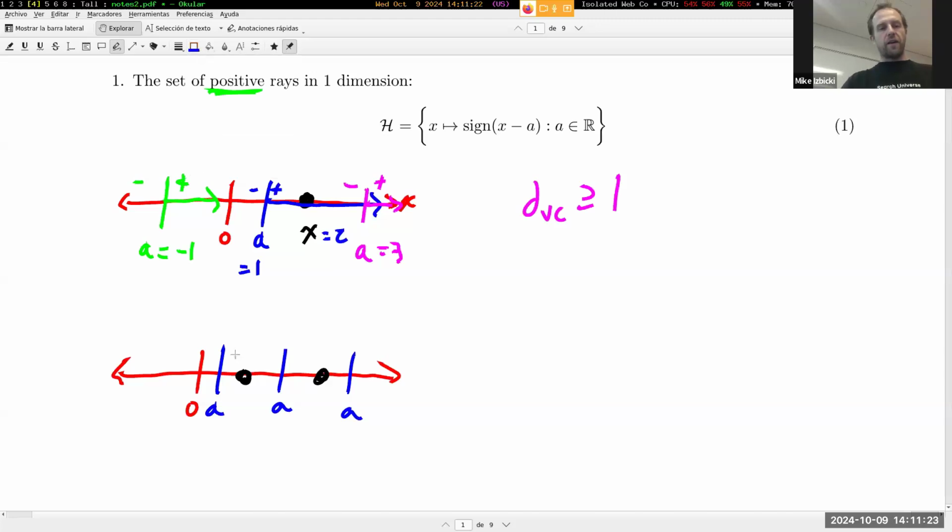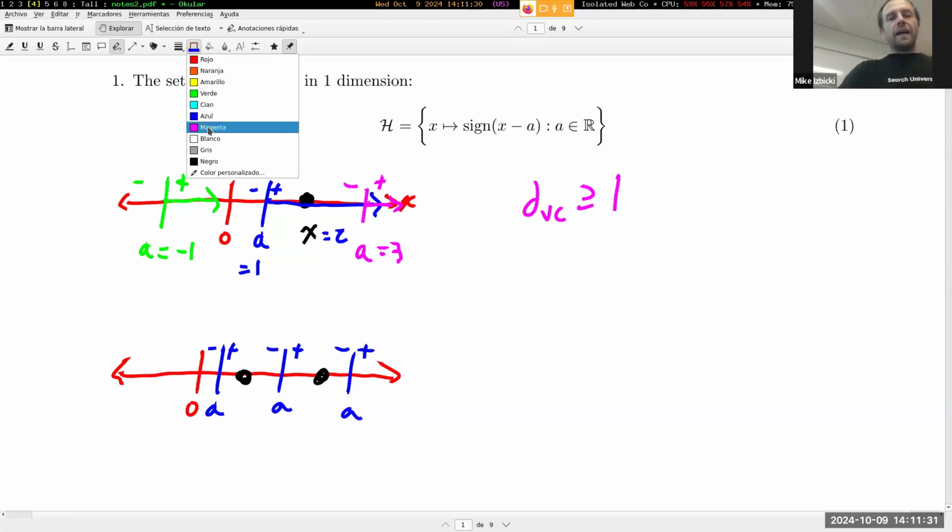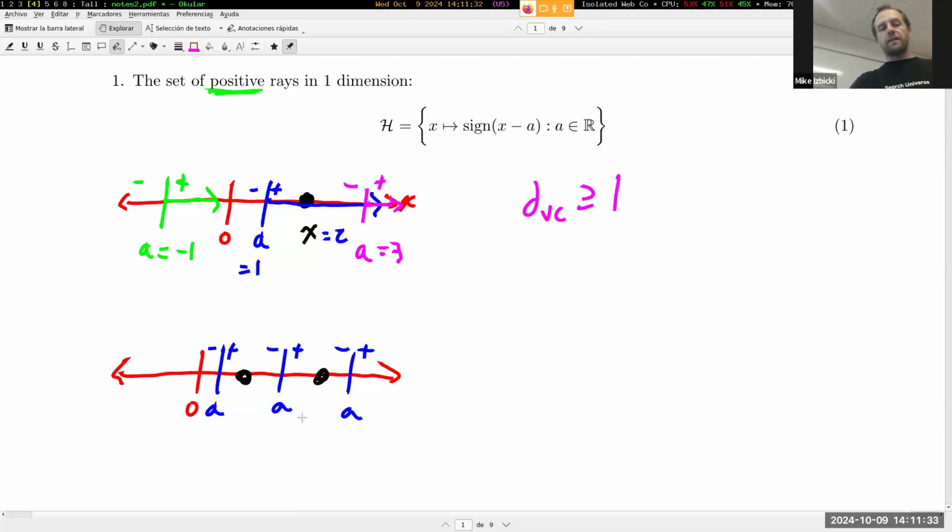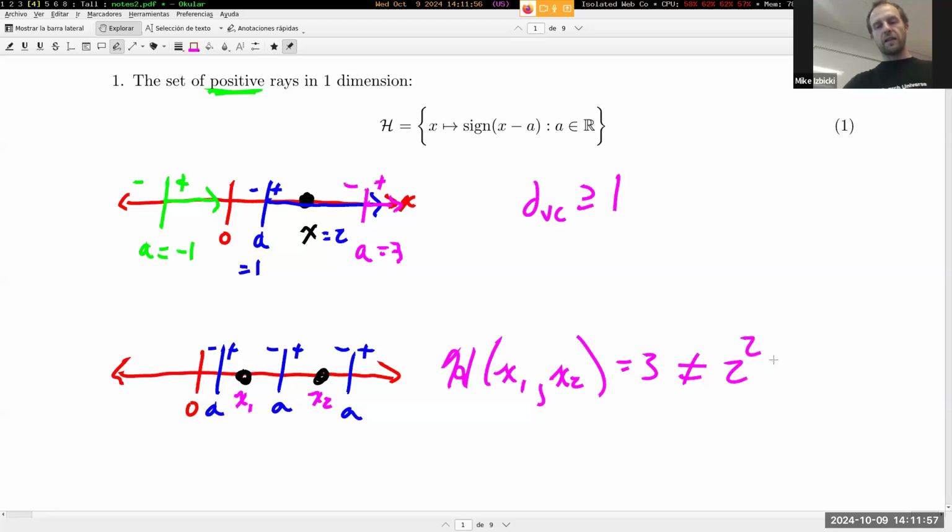And so here again, this A value, positives on this side, negatives on this side, positives on this side, negatives on this side, positives on this side, negatives on this side. And actually, this is enough right now to already argue that we cannot shatter this data set, because our number of dichotomies, I'll call this for clarity x1 and x2, is going to be exactly equal to 3, which is not equal to an exponential. And so that implies not shattering.